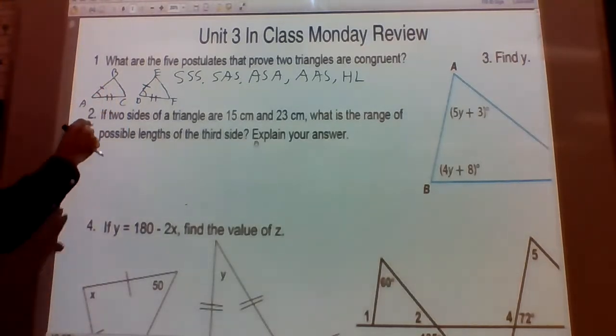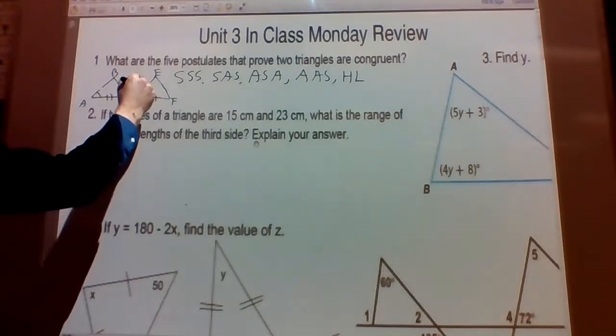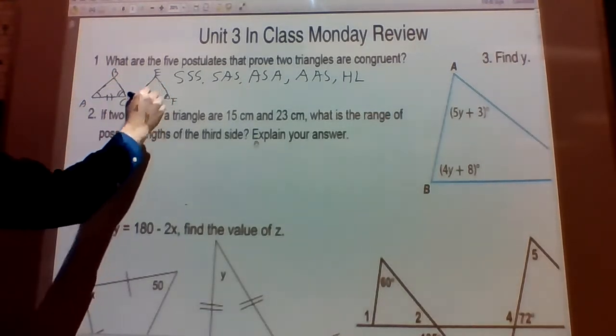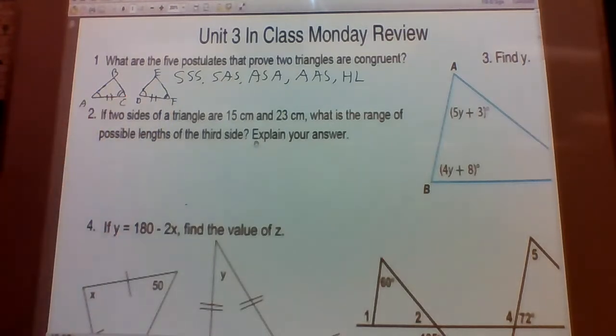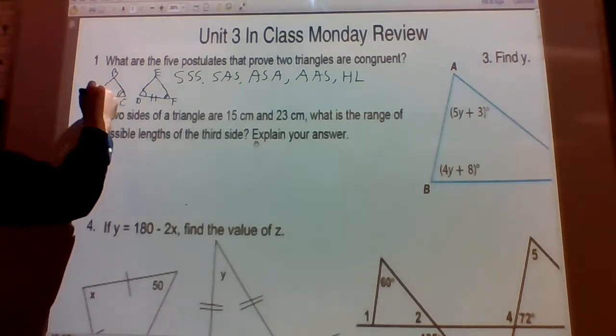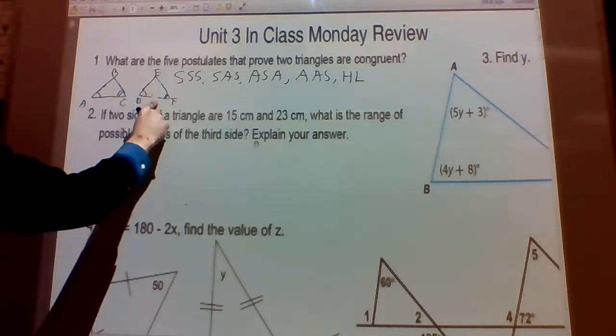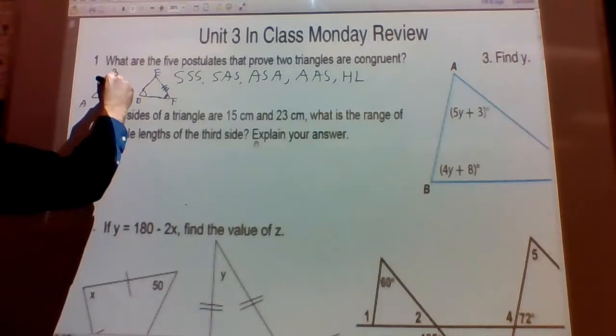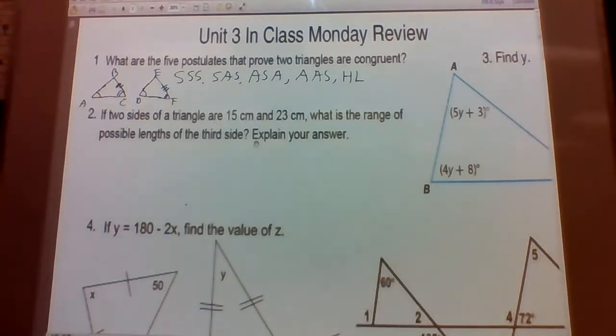Angle, side, angle. We have 2 angles and the included side. So angle, side, angle, 2 angles and the included side. The included side, again, is the side between the 2 angles. Okay, and then angle, angle, side is with a non-included side. So it looks something like this, angle, angle, side.